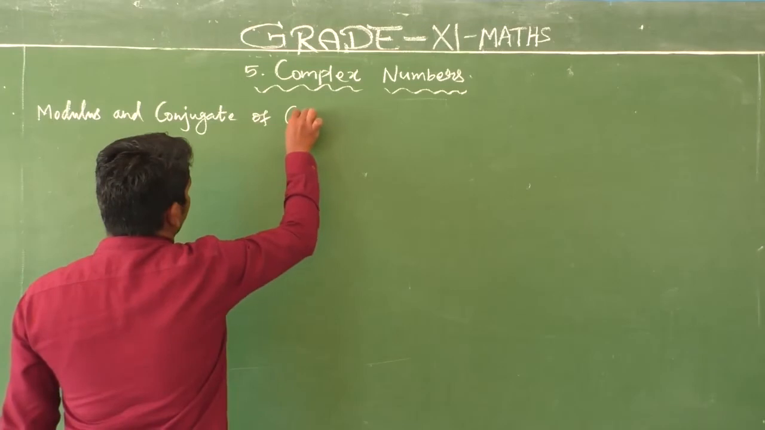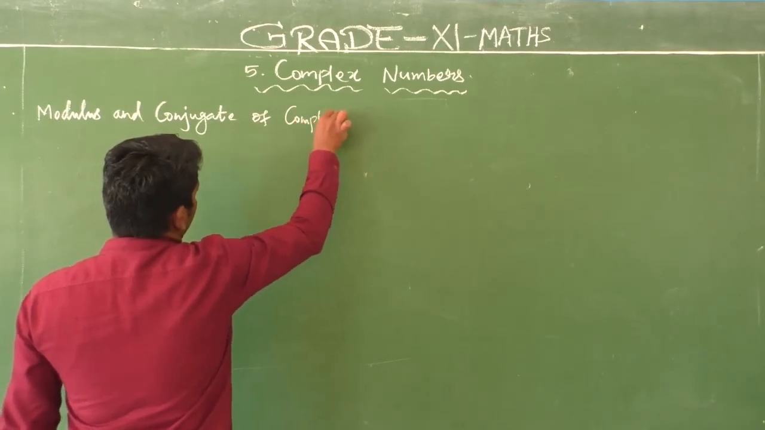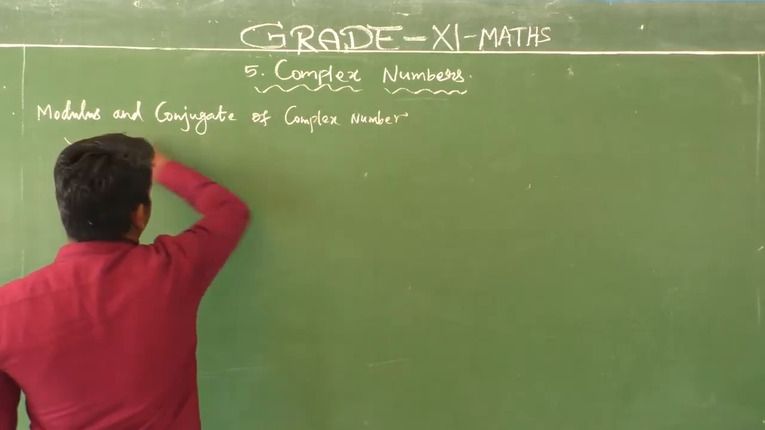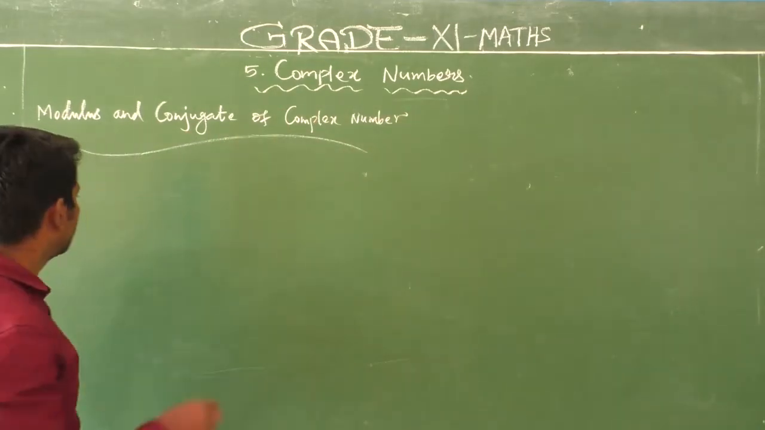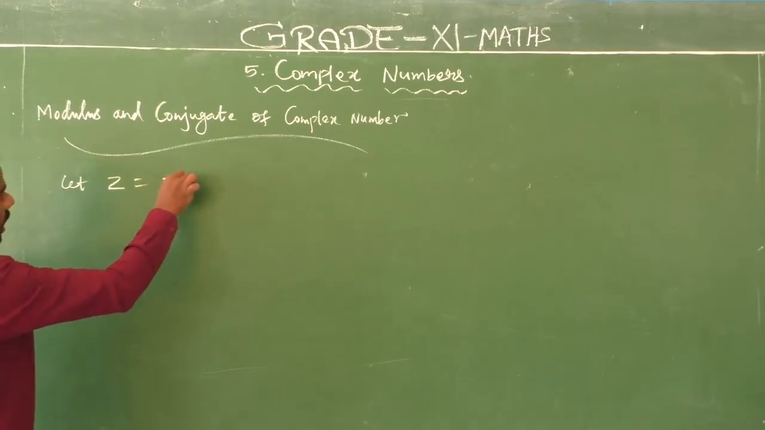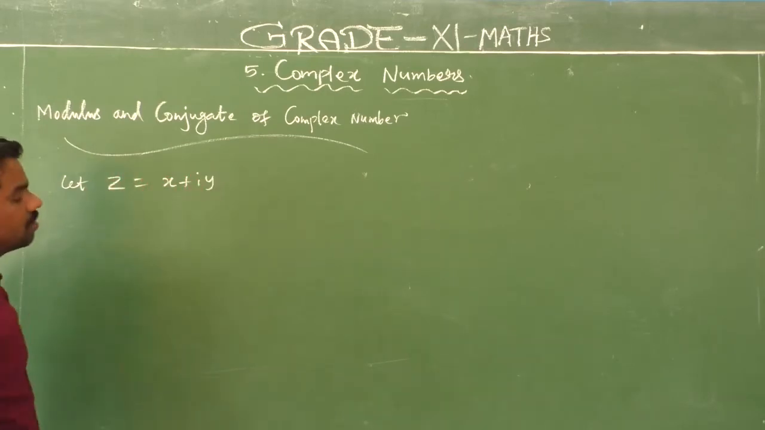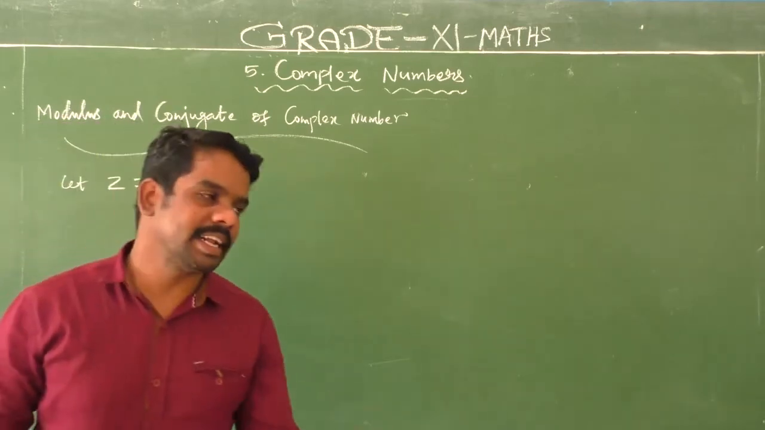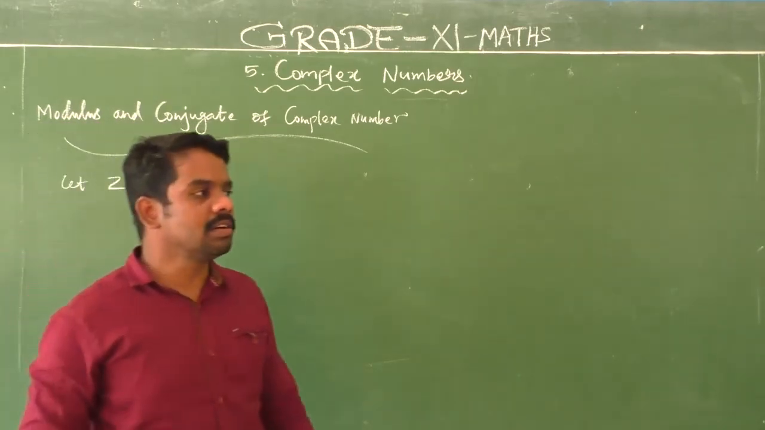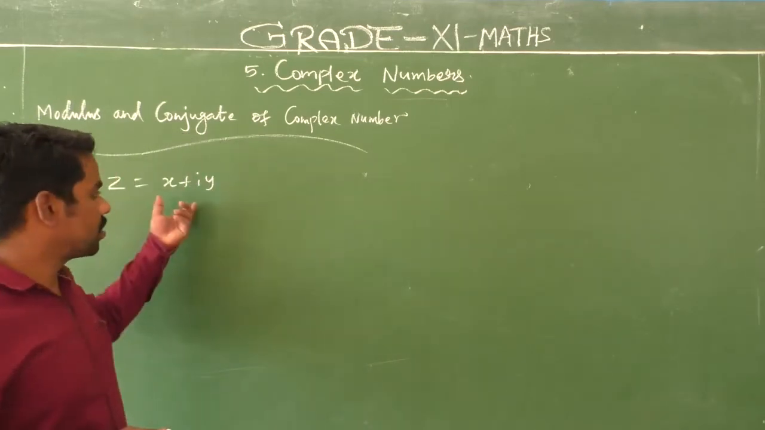Conjugate of complex number. Let any one complex number be equal to x plus iy, or a plus ib, or c plus id, any one general form. So let z equal x plus iy. x plus iy is one complex number.